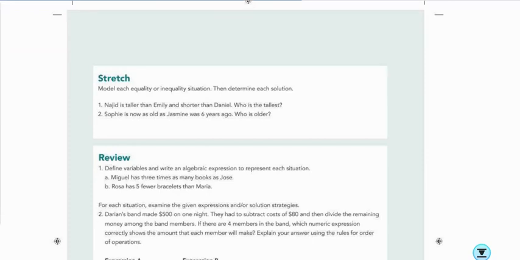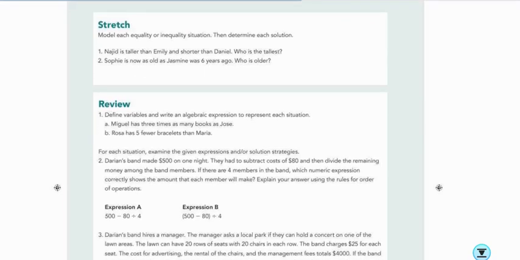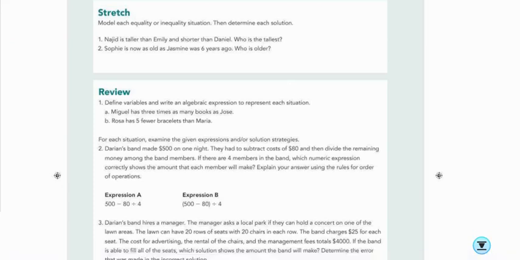On the next page, it gives you a stretch, model each equality or inequality situation, then determine each solution. It says Najid is taller than Emily, but also shorter than Daniel. So I would write something like for number 1, I would say Najid is taller than Emily, and then Najid is shorter than Daniel. So if I'm putting them in order, I would have Najid, who's taller than Emily. This will be 0. But Najid is shorter than Daniel. So it would look like this.